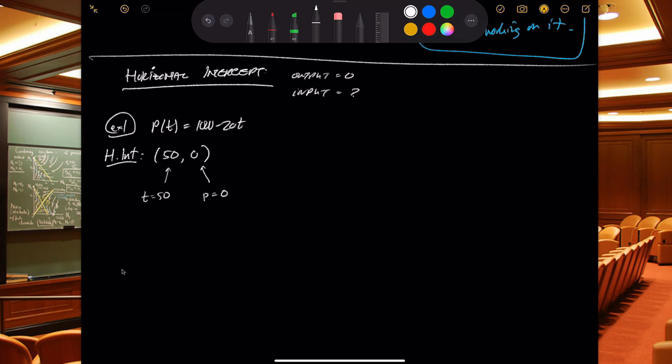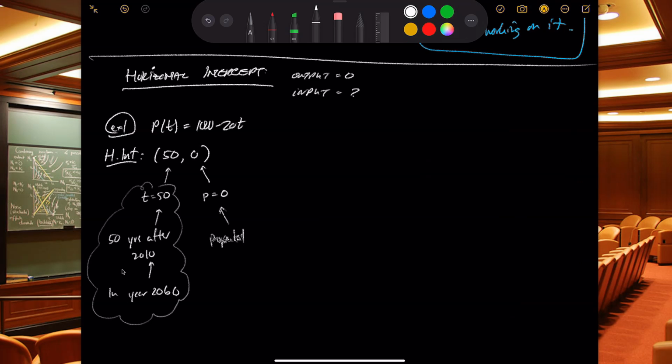All right, after this I'm going to pause and make coffee. So t equals 50, P equals 0. What does it mean? This is a pair. That t equals 50 is 50 years after 2010, which we could even take a step further and say that's really meaning in the year 2060. All right, so this is our thought bubble coming off of that. And then P equals 0. What is P? Population is 0, which what does that mean?